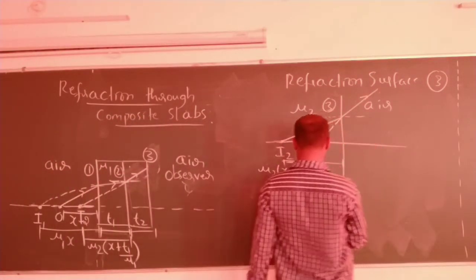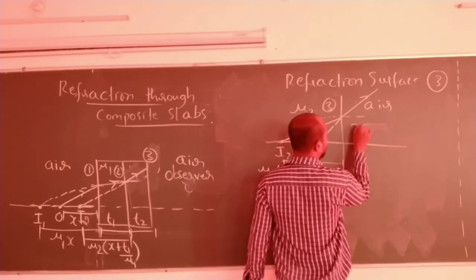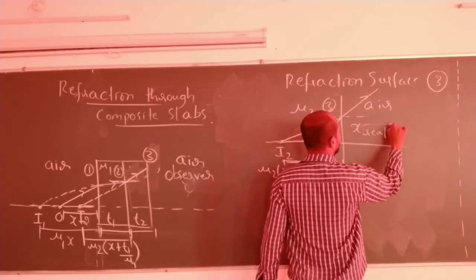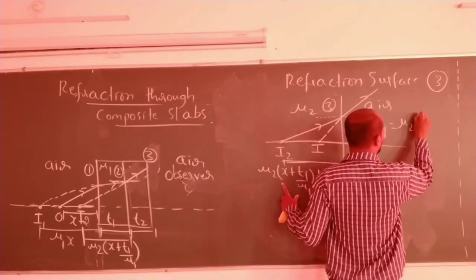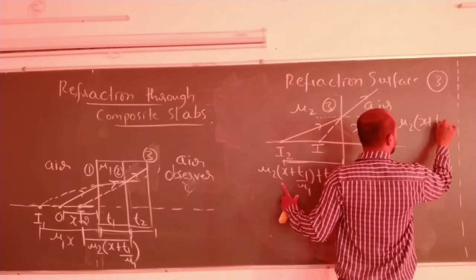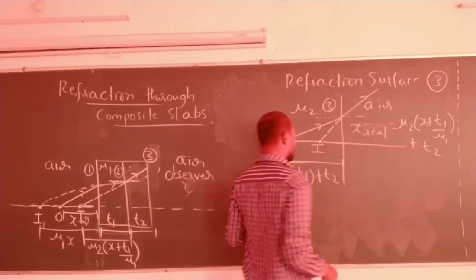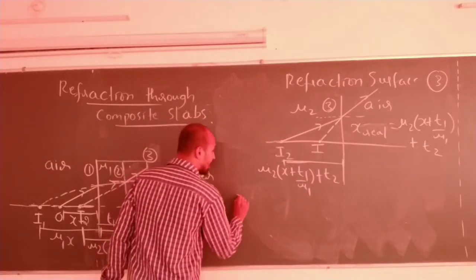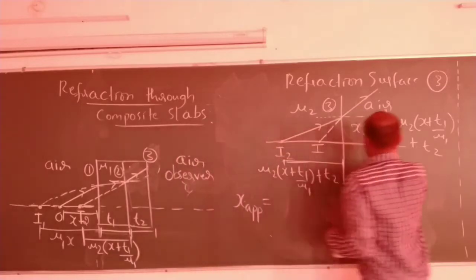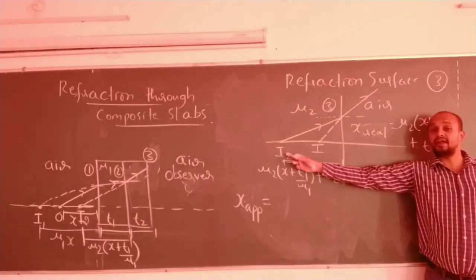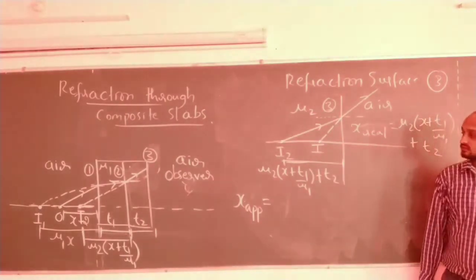Here x real will be this much. What is that? This will be x real. If I write x real, what will x real be? So x real will be mu2 into x plus t1 by mu1 plus t2. This will be x real. If I talk about x apparent, I am seeing from here through this medium. Through this medium the object is I2. If I see that, this object will look like it is here.